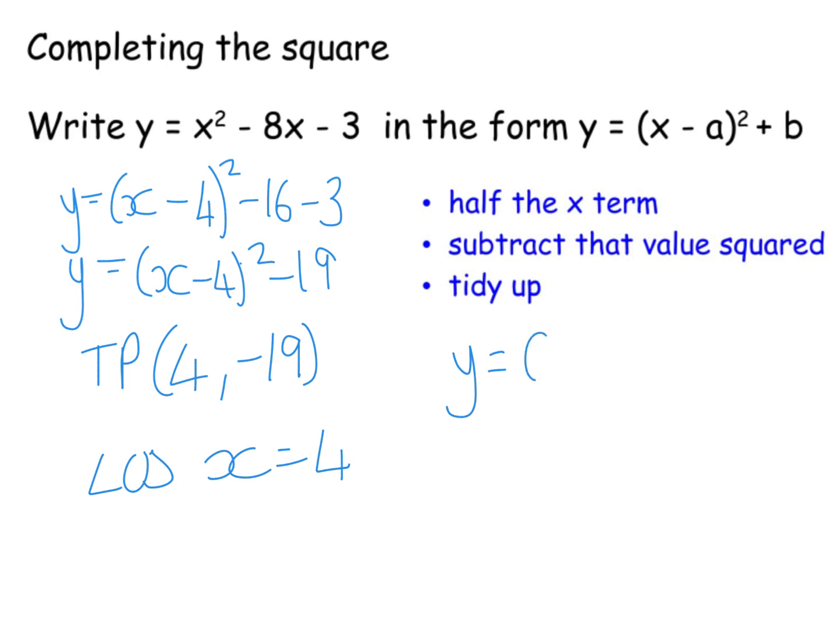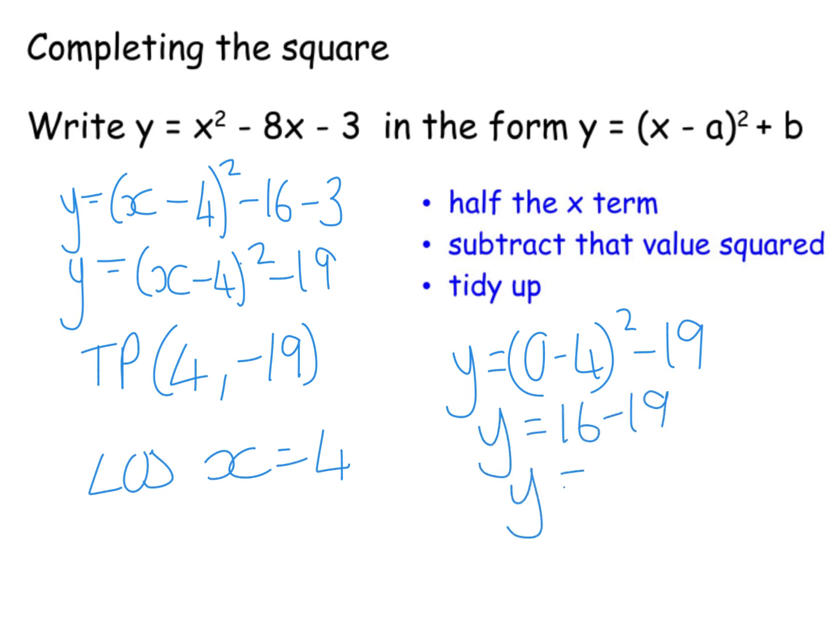Which will give you 0 minus 4 all squared minus 19, which will give you 16 minus 19, which will give you minus 3. Now, there is a minus 3 at the end of the equation. The y-intercept is the end term when it's all multiplied out. Please remember, at the end of a straight line, the y-intercept is a number at the end.